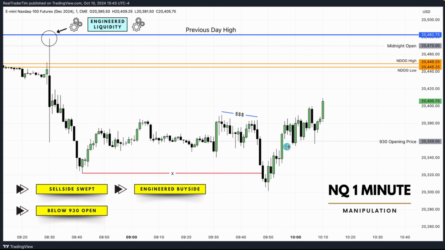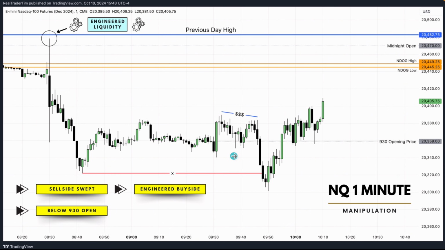Best case for a long setup, just like we just discussed with midnight opening price, we're utilizing that same logic for 9:30 opening price. We want to see price go below 9:30's open and do what? Sweep sell side liquidity. That's what's happening here. We're sweeping sell side liquidity here. We're sweeping lower time frame sell side liquidity here.